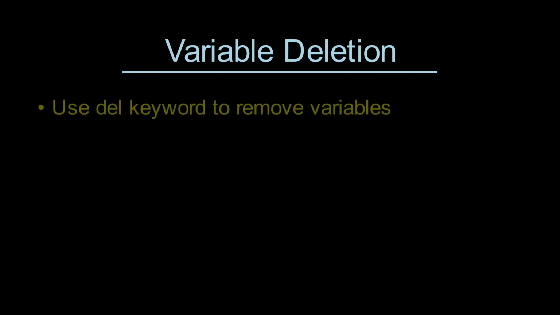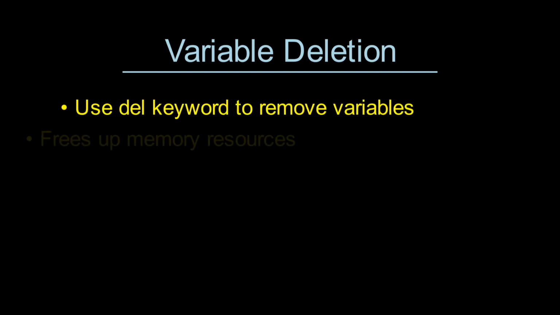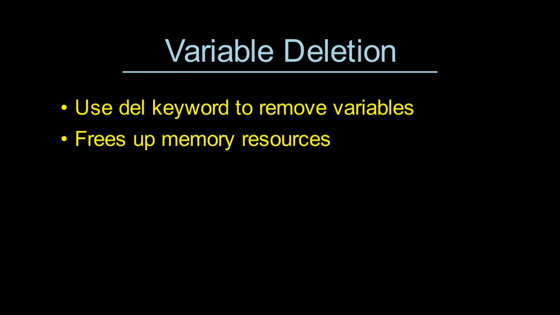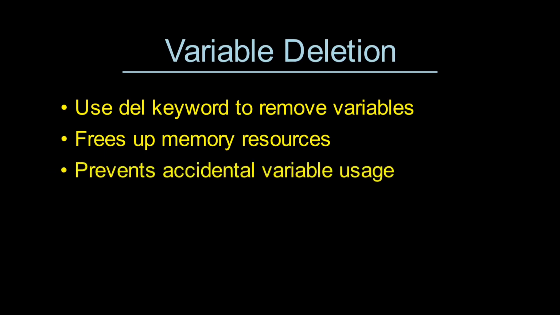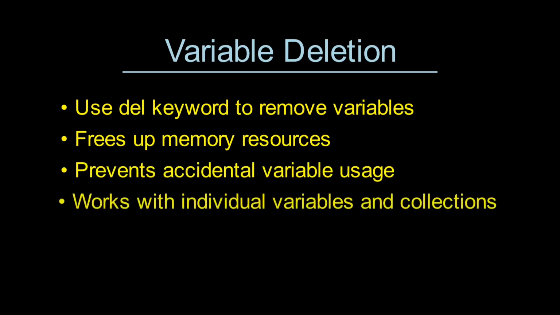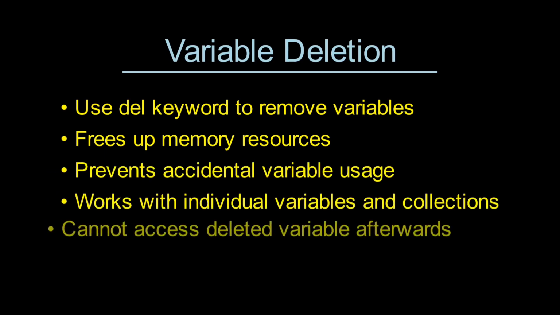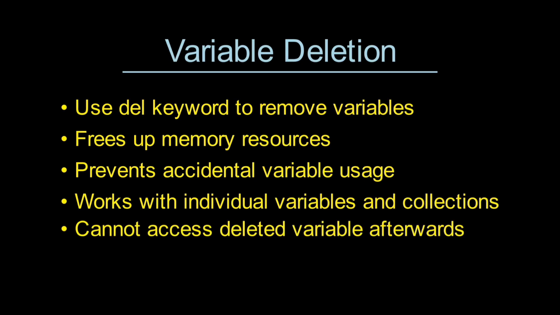Next is variable deletion. Python provides a clean way to remove variables from memory using the del keyword. Variable deletion is important because it frees up memory resources, prevents accidental variable usage, works with individual variables, handles collection elements, and helps to maintain clean code structure.